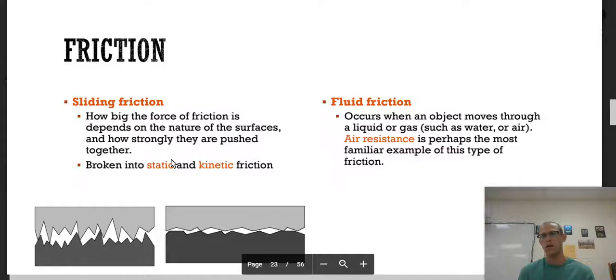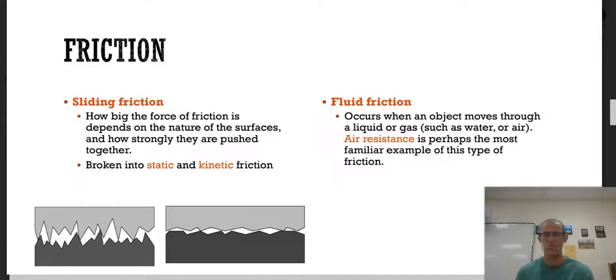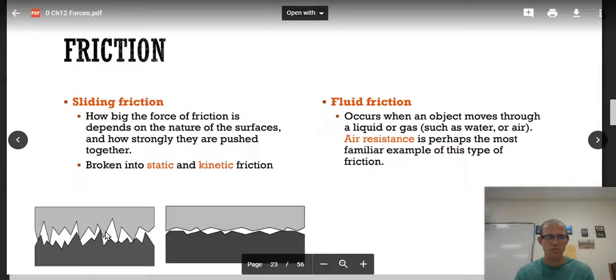We talked about a lot of different forces, with tension, with applied. I want to talk about friction though, because friction is pretty important. There's different types of friction, but sliding friction is what we're concerned with a lot of times, and fluid friction. How big sliding friction is depends on how rough the surfaces are and how hard they are pushed together. So this is a very, very rough surface. So that's going to be a lot of sliding friction.